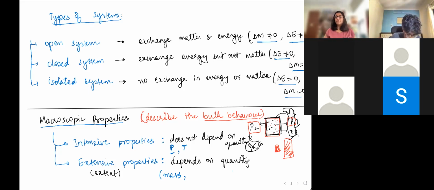What do you guys say about volume? I think volume will be extensive. Volume is extensive. Yes. Doesn't that depend? If you had cotton or a solid, it depends on quantity, but on gases it doesn't. So volume of liquids and solids absolutely depends on quantity, but for gases, because of the weird nature of gases, it doesn't really depend on the quantity.